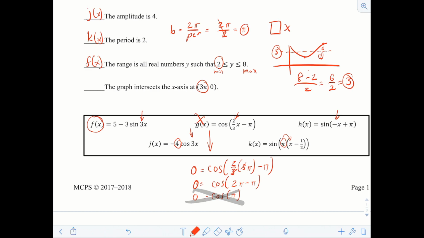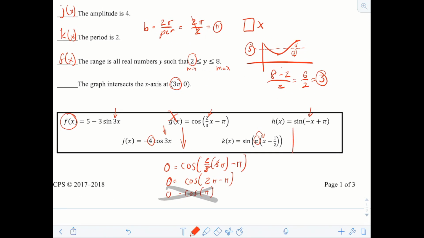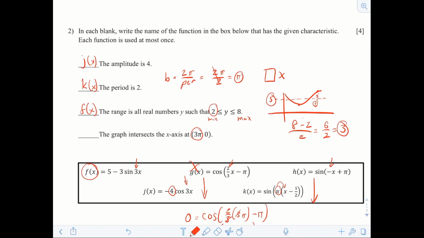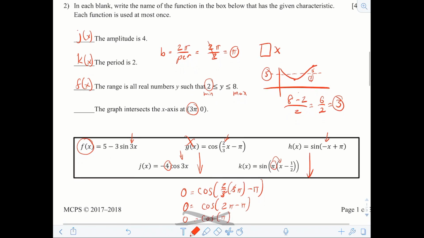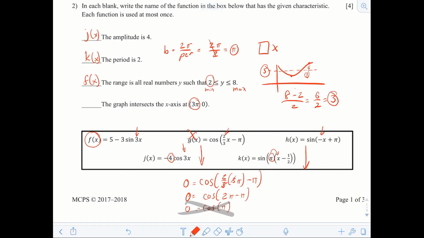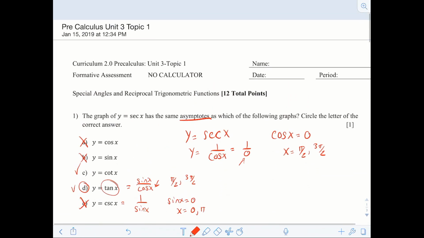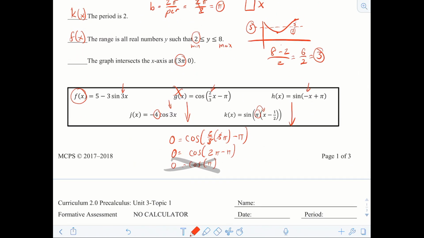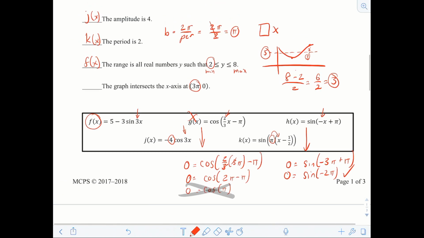I'm trying to find some values that might make it a little bit easier to solve for. Did they say each function, write the name of the function in the blank below. You can also graph each one of these functions and then figure out which one hits 3 pi. Are you allowed to use, nope, you're not allowed to use a calculator. Never mind. So I can say 0 is equal to sine of negative 3 pi plus pi. So this would actually give me sine of negative 2 pi is equal to 0. So sine of negative 2 pi is actually going to be equal to 0, so that one checks out. So it is going to be h of x.